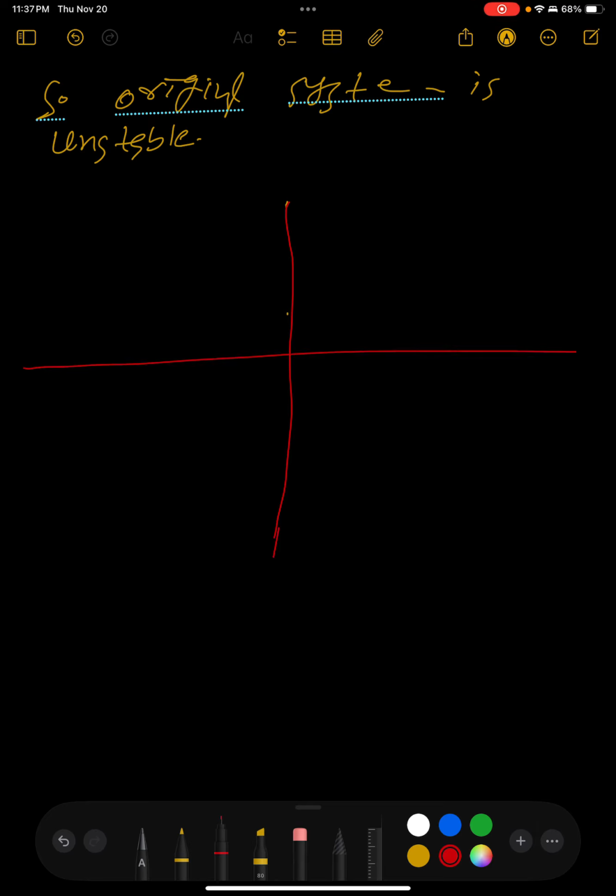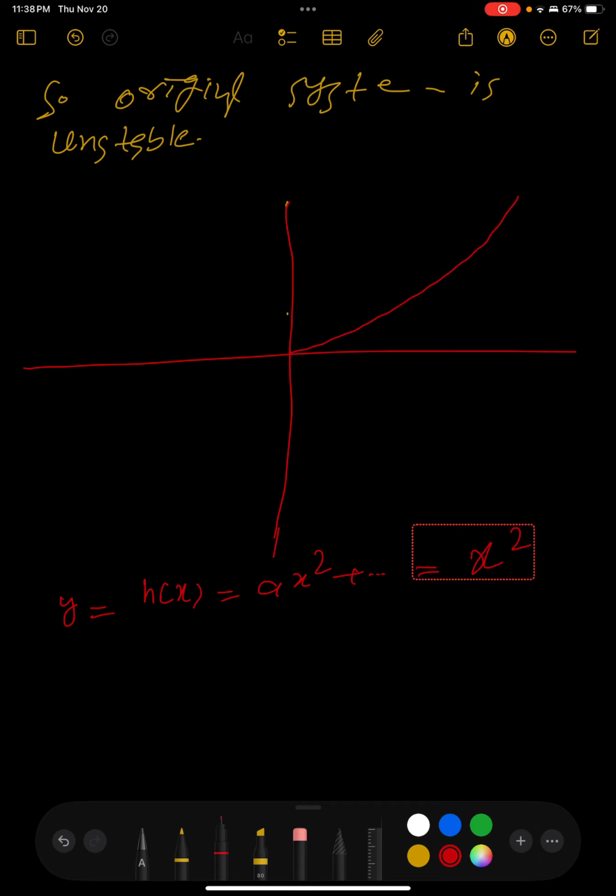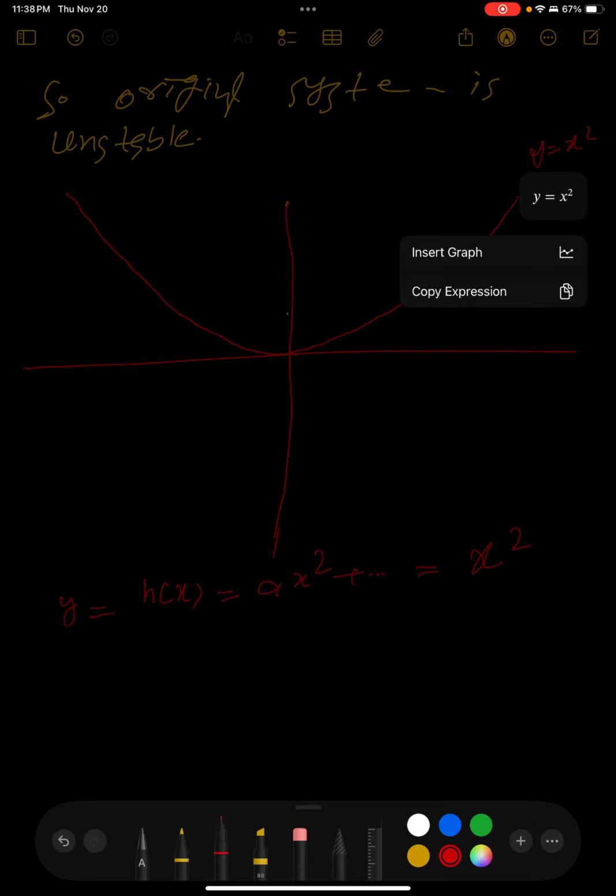So you saw that when we solved, y is actually h of x, ax squared plus b something. So we eventually ended up with a equal to 1, so y is equal to x squared. So we can actually plot that y is equal to x squared over here. Okay, and then we saw that this was x dot is equal to x to the power 4.